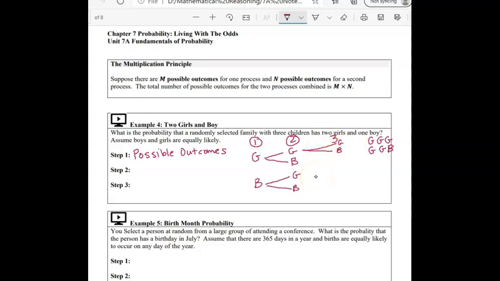Then I could come down here and say, what about the boy? So if I went this way, this could be a girl or a boy. So if we follow this tree, it's going to be girl, boy, girl. And then the bottom half of that tree would be girl, boy, boy.